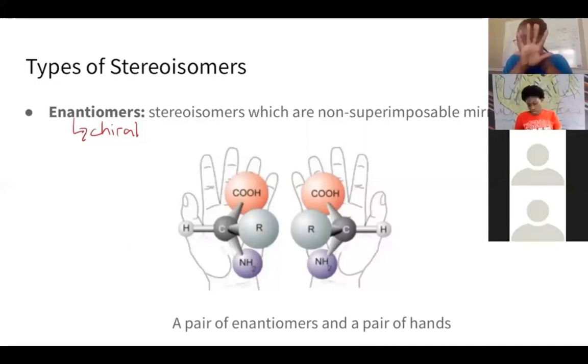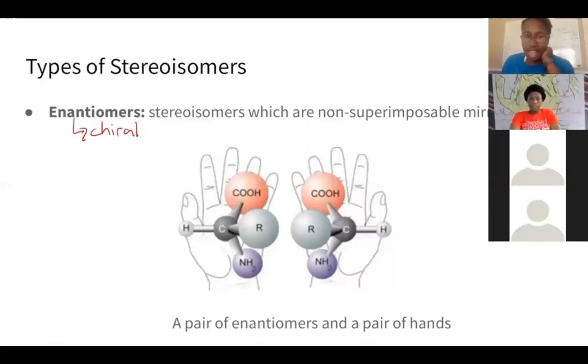So your hands are chiral, and the term that you can use to describe them, if they were stereoisomers, is enantiomers. So whenever you have two molecules and you're trying to figure out, are these enantiomers, are these chiral, think about your hands. That's what I like to do sometimes. I think it's kind of cool.